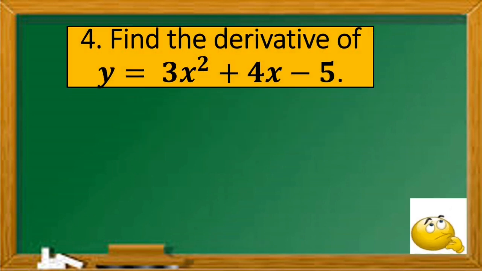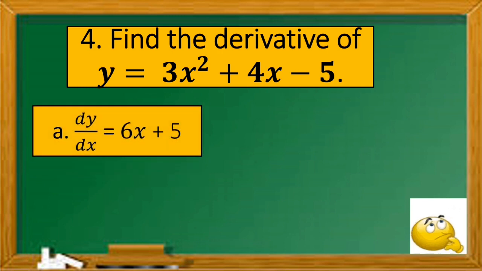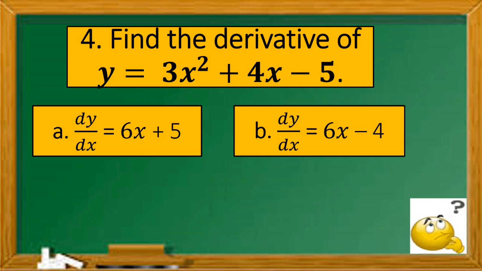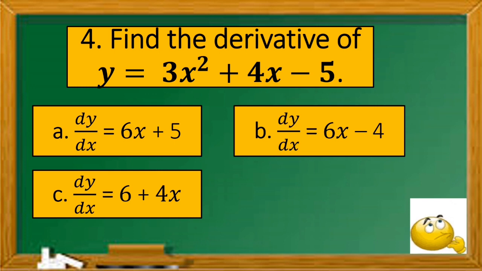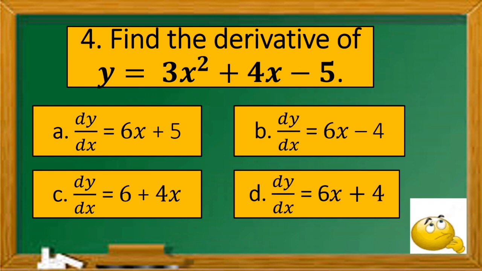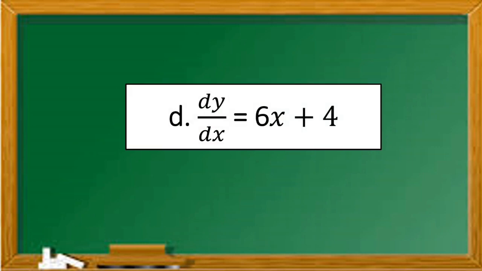Try number 4. Find the derivative of y equals 3x squared plus 4x minus 5. Is it A, dy over dx equals 6x plus 5? Or B, dy over dx equals 6x minus 4? Or C, dy over dx equals 6 plus 4x? Or D, dy over dx equals 6x plus 4? And the answer is D, dy over dx equals 6x plus 4. Did you get all correctly? Great job!